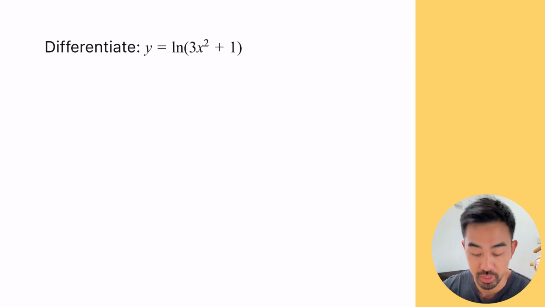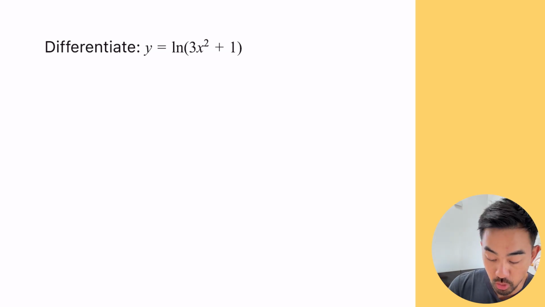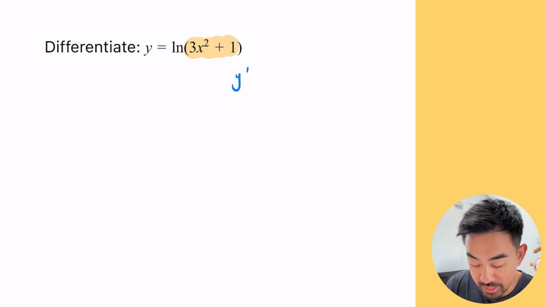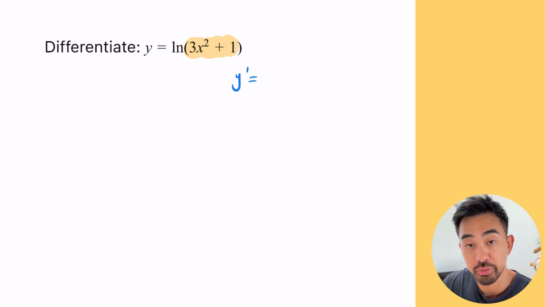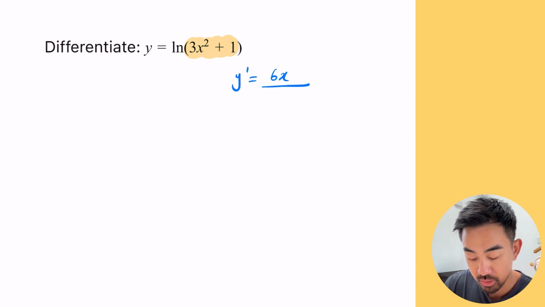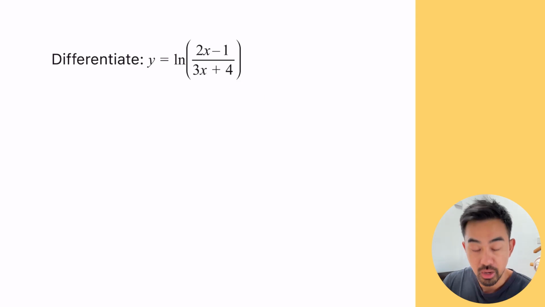All right, let's do this example here. So differentiate y is equal to ln of 3x squared plus 1. So once again, we need the derivative at the top because it's a log. So y dash is gonna be the derivative of 3x squared plus 1, which will be 6x over the original function. So 3x squared plus 1. Done.